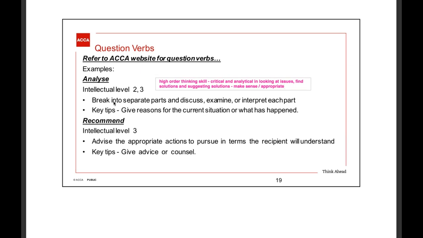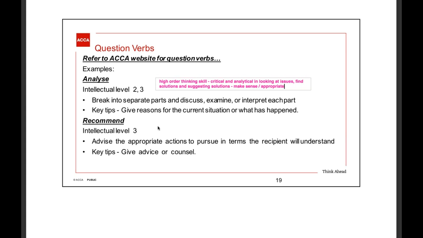So when it comes to analyze, if you notice analyze, okay, it's actually carrying the level of 2 and 3 of the higher order thinking skills. You're supposed to be breaking it into separate parts and discuss, examine and interpret each part. Okay, the key tip here is to give reasons for the current situation or what has happened. So basically that's what analyze means.